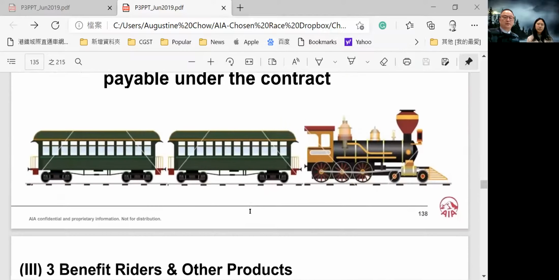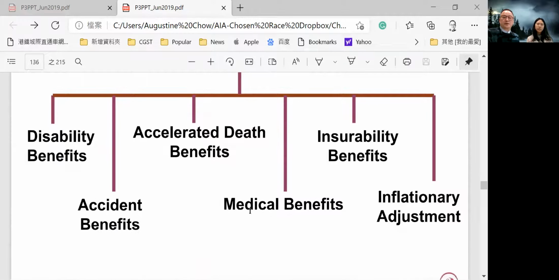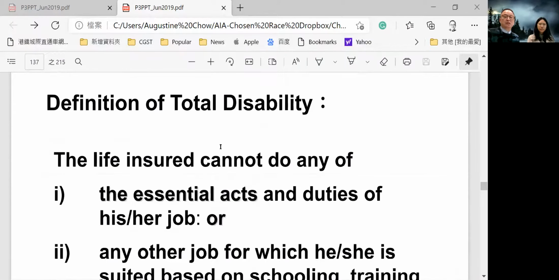Riders. So we've mentioned riders already. These are the common riders: disability, accident benefits, we call it ADD, personal accident, medical benefits, hospital income, insurability benefits, insurable options, inflation adjustment. Some policies give you an inflation increase, 5% increase in the protection amount every 3 years. Accelerated death benefits. So these are the riders.